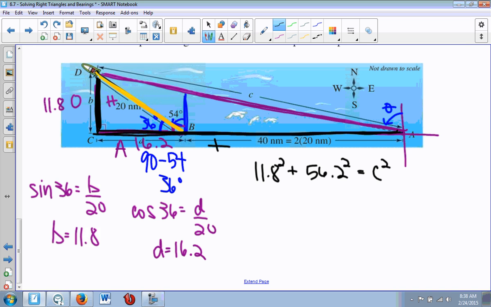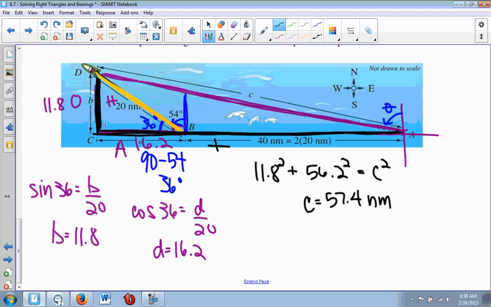So if we do the math, adding those together and then taking the square root, we are 57.4 nautical miles from port. So that was one of the questions that got asked. How far are we from the port?